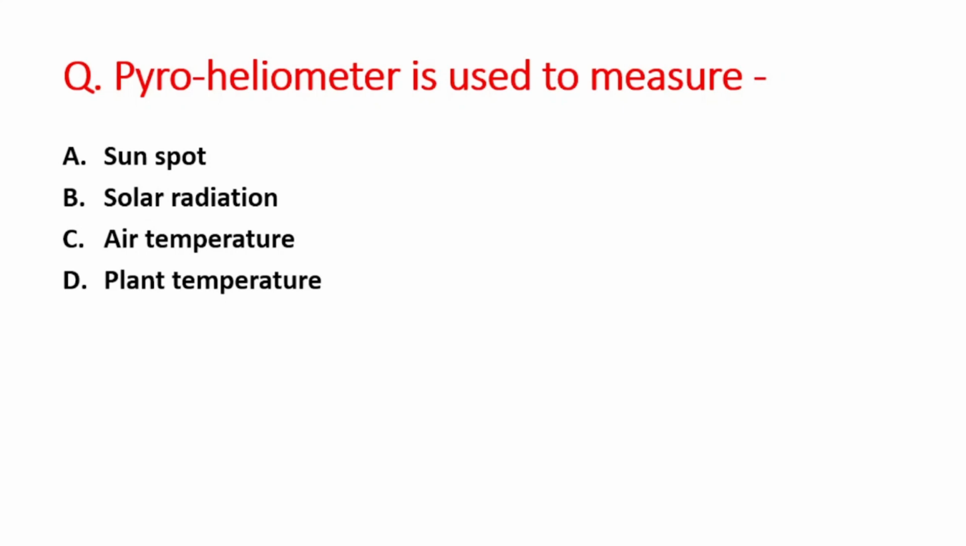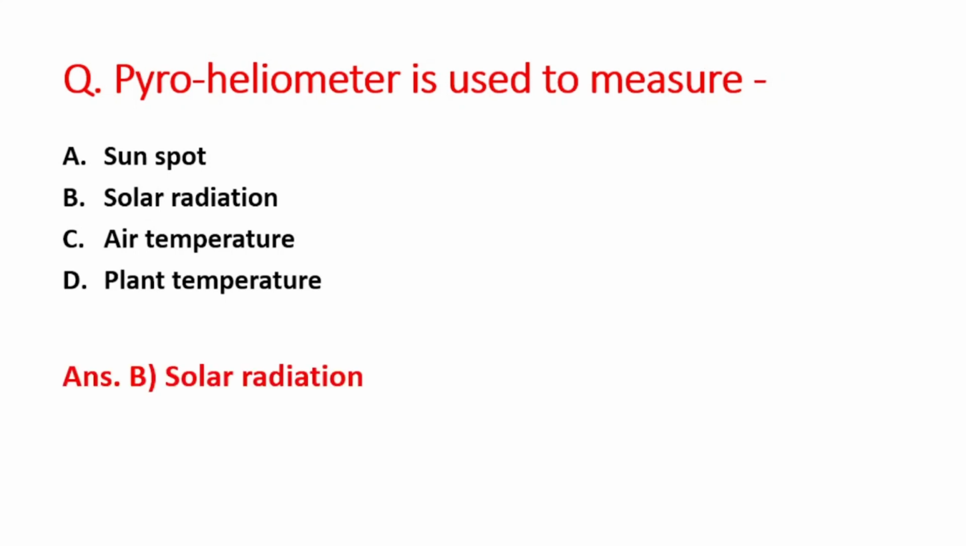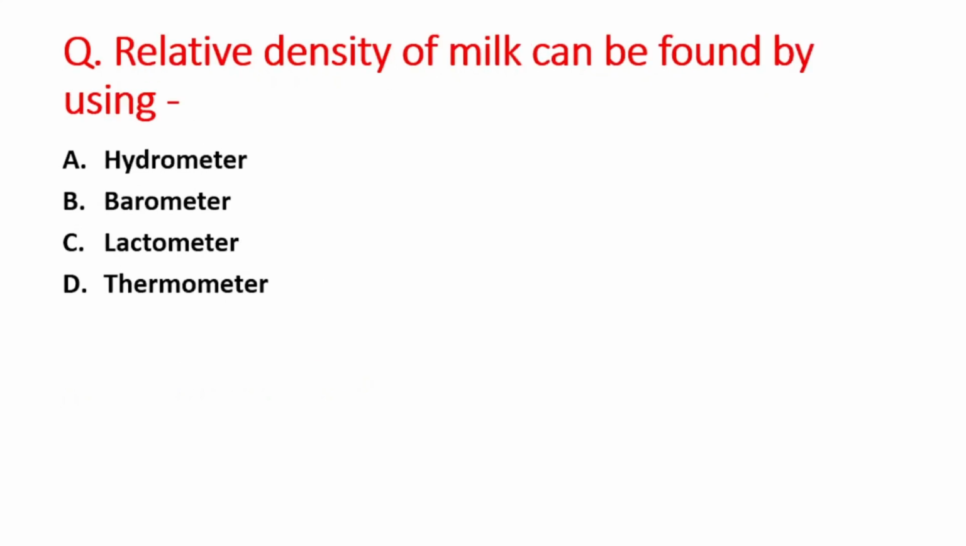A option is sunspot, B is solar radiation, C option is air temperature, and D option is plant temperature. So right answer is option B, that is solar radiation. So next question is the relative density of milk can be found by using. A option is hydrometer, B is barometer, C option is lactometer, and D option is thermometer. So right answer is option C, that is lactometer is used to find the density of milk.